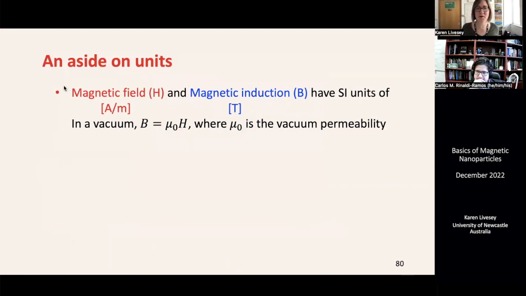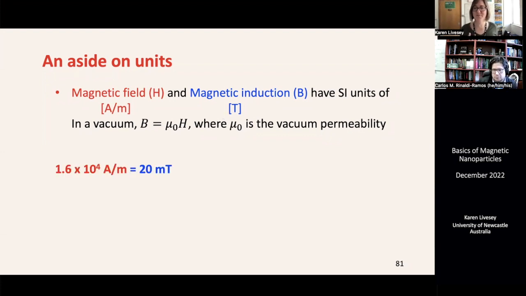So just going back to last time, we talked about units. I want to remind you that magnetic field, the H field, has units of amps per meter. And magnetic induction, the B field, has units of Tesla. In a vacuum, it's very easy to convert from magnetic induction to magnetic field. There's a constant of proportionality, mu naught, which is the vacuum permeability, or the permeability of free space. Okay, so those are our two units when we're looking at field.